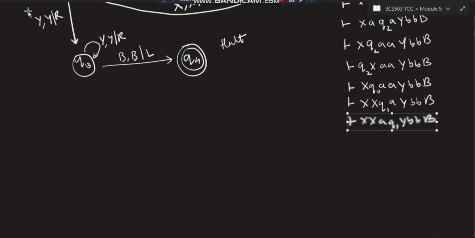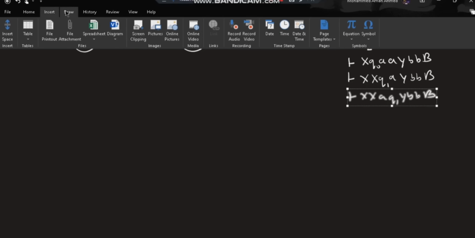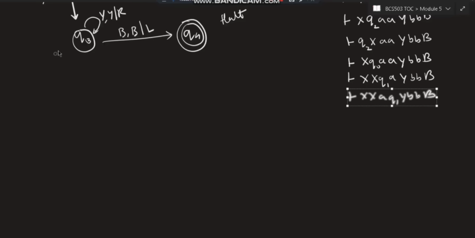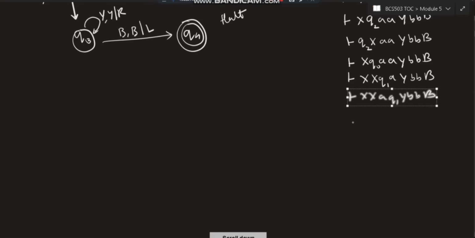Okay, now see here. Now what are we supposed to do? Where we are presented. Okay, Q1 on Y. What is Q1 on Y? Q1 on Y will remain Y and move to the right. So now here it will be X X A. Q1 will move to the right, remain Q1, B B B.